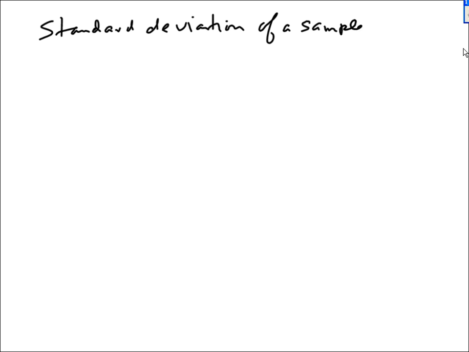The new topic is entitled Measure of Variance. There's a couple of formulas we have to talk about. The standard deviation of a sample and the standard deviation for a population.